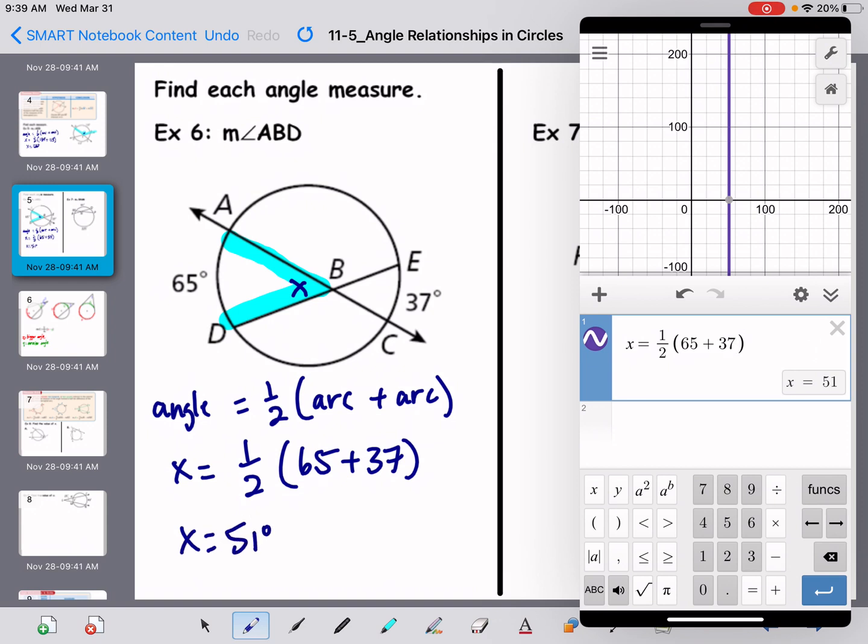All right, this is pretty straightforward stuff. You use your formula, you type it into Desmos, you get your answer.